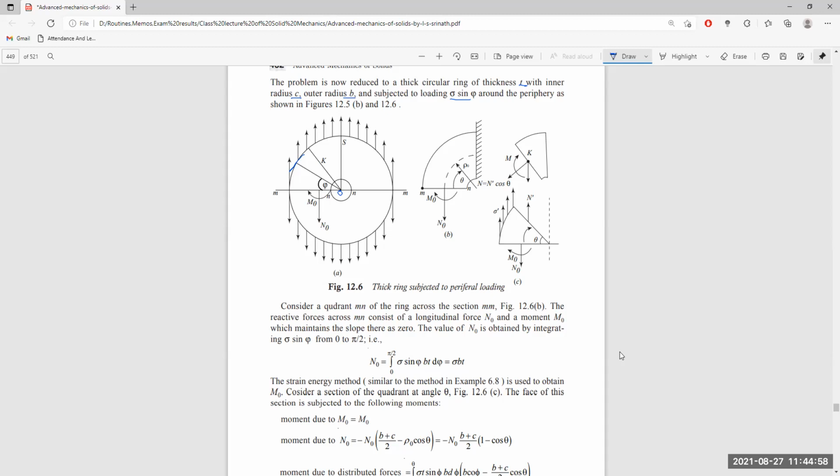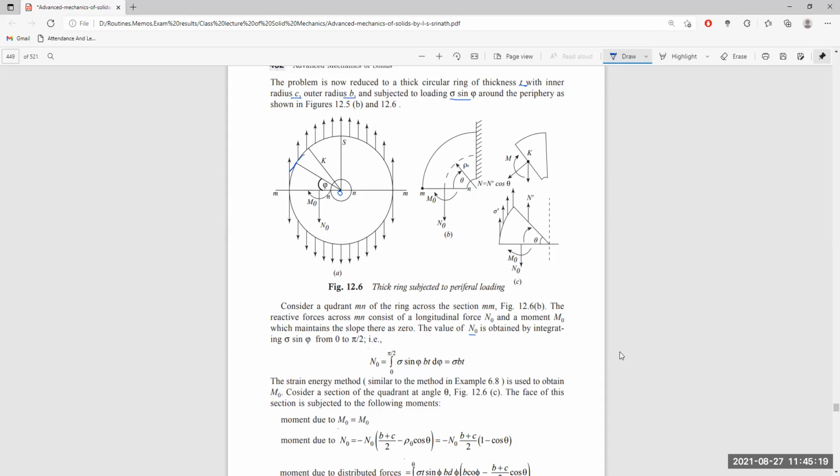Now we have to find out the value of N0 and M0 one by one. The value of N0 is now obtained. We can integrate sigma sine phi from 0 to pi by 2. From here to here the angle is 90 degrees, which means pi by 2, so we integrate from 0 to pi by 2.